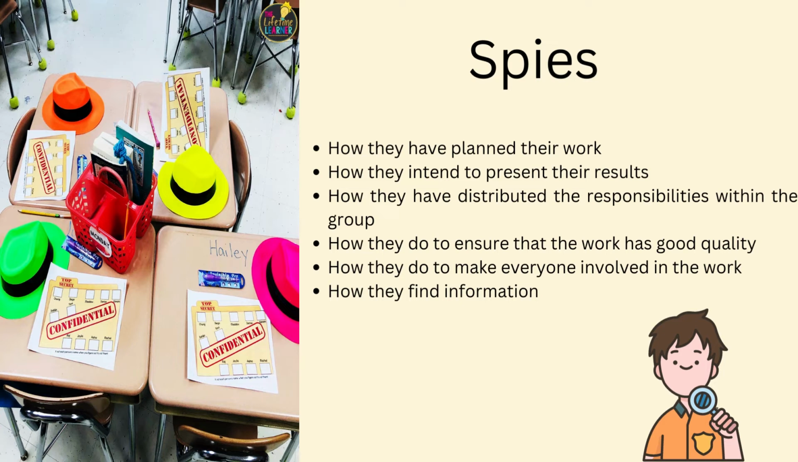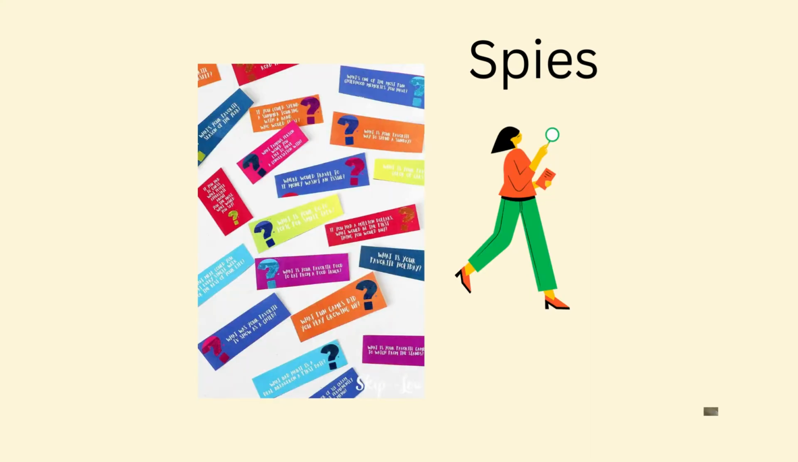For example, how they have planned, how they intend to present their results, how they have distributed the responsibilities within the group, how they do to ensure that the work has good quality, how they do to make everyone involved in the work, or how they find information. Write on the board so that the students clearly see the questions to be asked. It becomes a kind of game while the students learn to cooperate and how to learn from each other. Having pre-made questions on cards to give the spies is a very good idea.